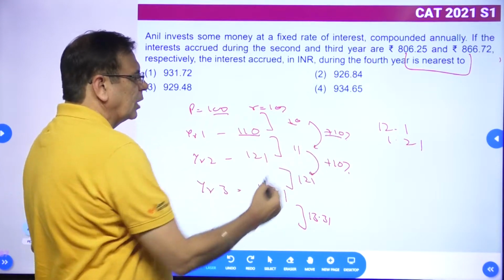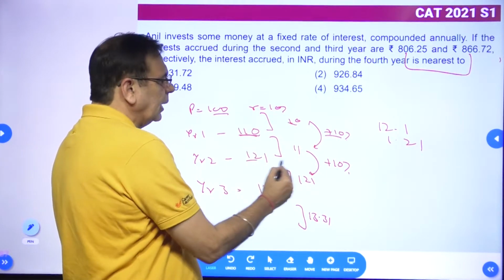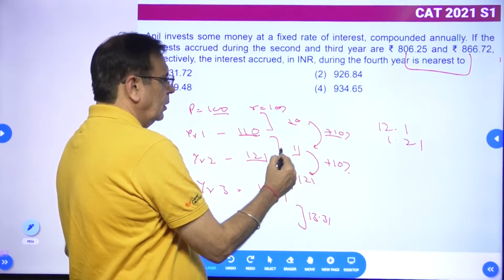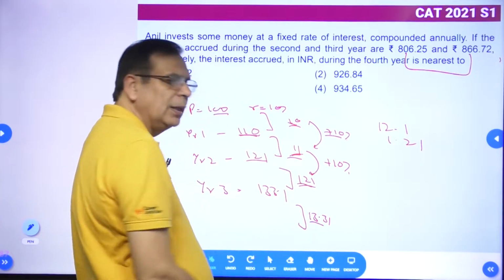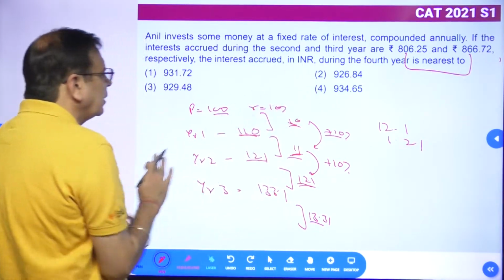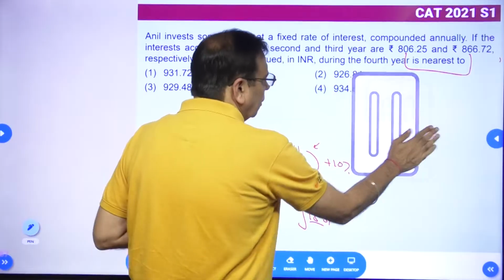Okay. So it was 10 rupees, sorry. From first year to second year, an increase of 10%. From 10 to 11, 11 to 12.1, 10%. 12 to 13.1, 10%. And this is the basic concept which you should be applying for this question.